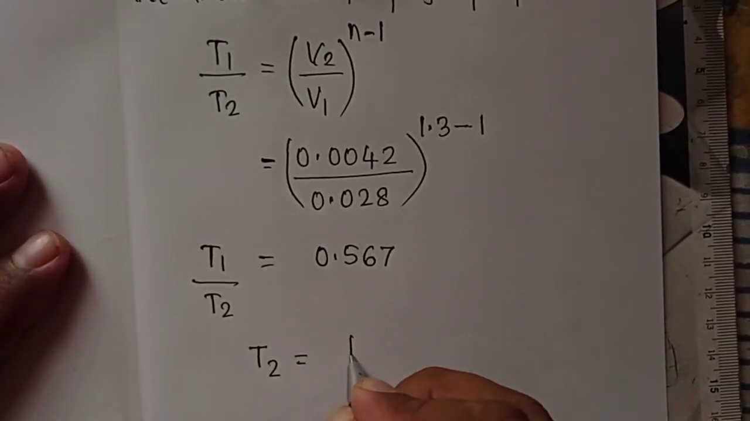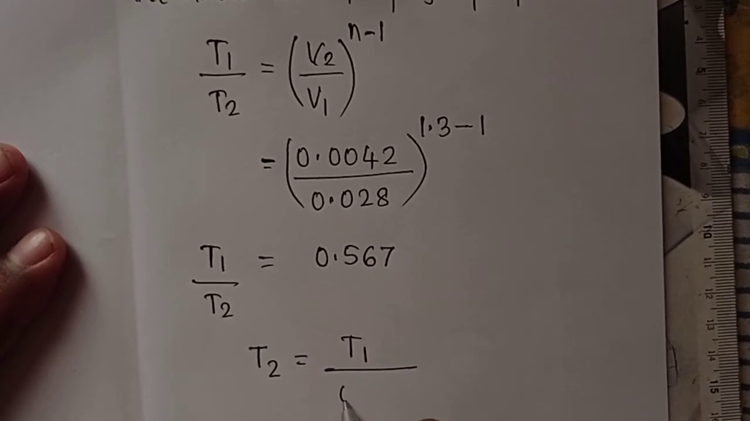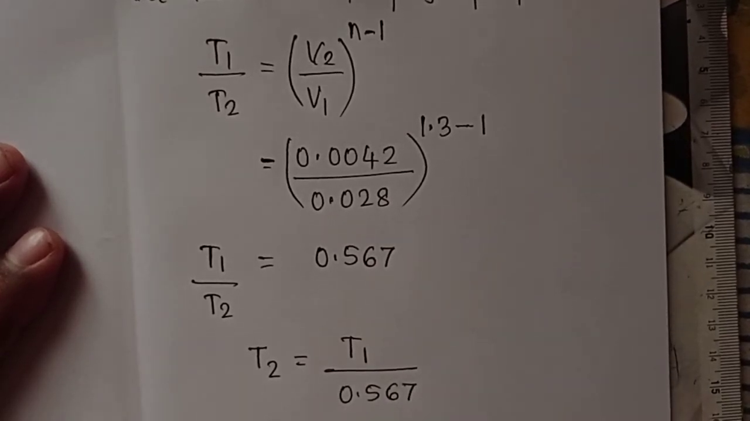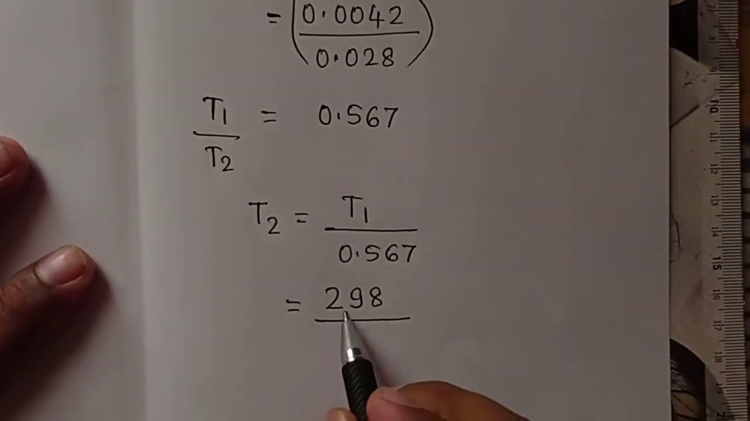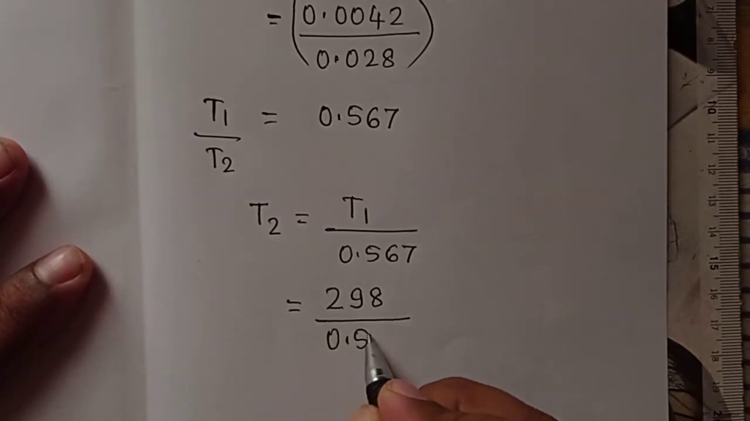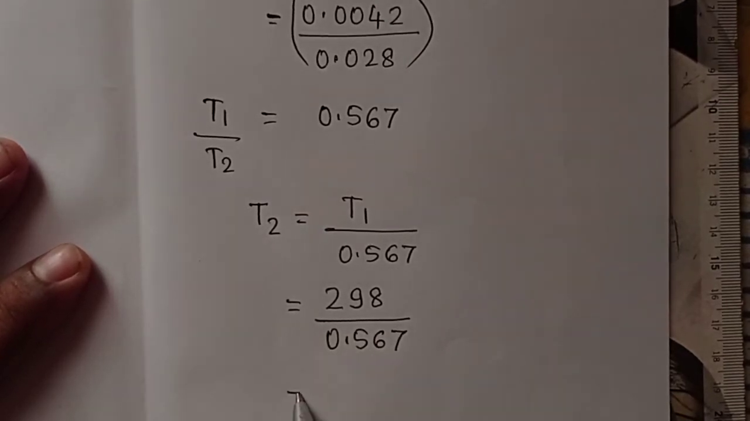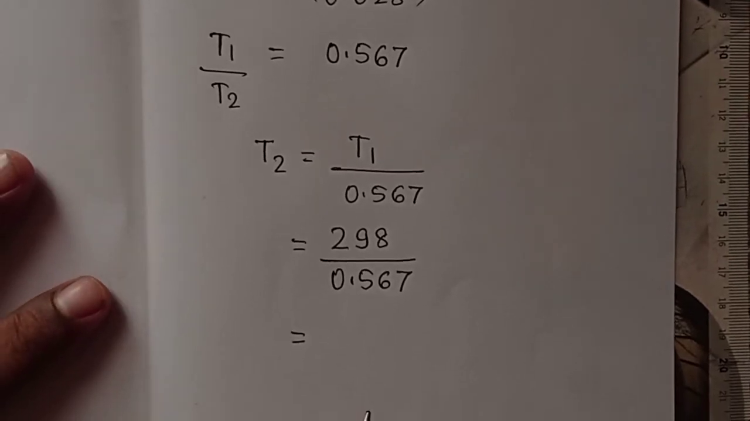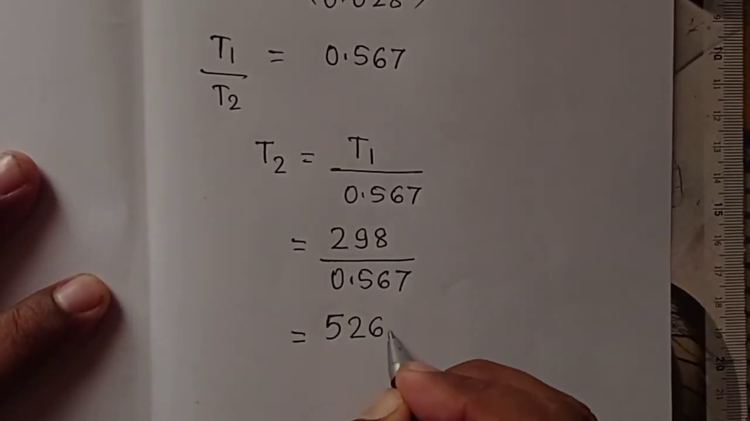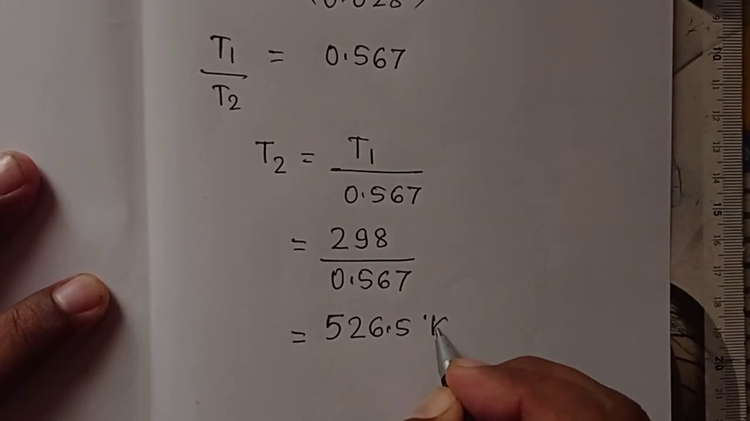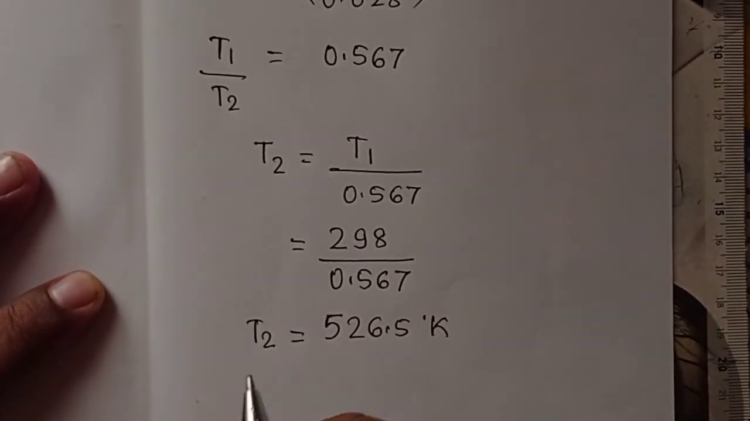So T2 will be equal to T1 divided by 0.567. So T1 is given as 25 degrees centigrade, so it is 298 divided by 0.567. So you will determine the value of T2, that is you will get the answer as 526.5 degrees Kelvin is the value of T2.